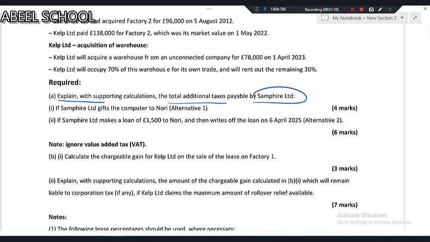4 marks. If Samphire Limited gives the computer to Noori, alternative 1. If Samphire Limited makes a loan of £1,500 to Noori and then writes off the loan on 6 April 2021, alternative 2. Alternative 1, with explanation and discussion, gives you 4 marks. Alternative 2, with discussion and calculation, gives you 6 marks.